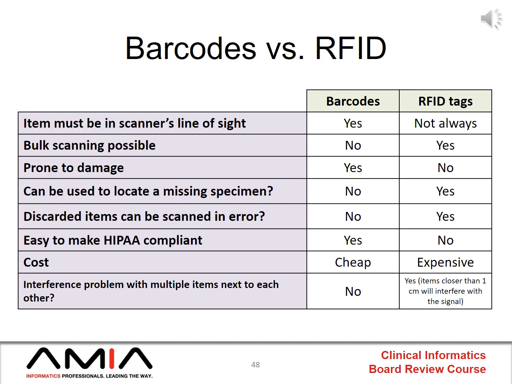RFID tags are also much more expensive than printed barcodes on a label, and RFID tags, if they are placed too close to each other, can cause interference with the signals that are emitted. Laboratories, for example, that have tried to put RFID tags onto glass slides have found that this has not been an effective way of tracking those glass slides, because when the slides are stacked next to each other in a drawer, they interfere with each other's signals.